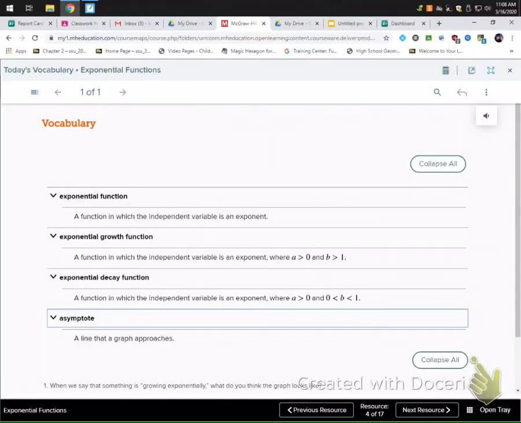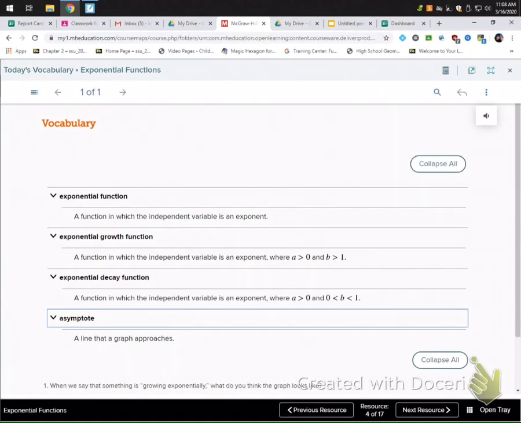Today we're starting in your workbooks on page 489. This is Module 9. Module 9 is all about exponential functions, and that's exactly what today's lesson is called, exponential functions. We're going to look at some vocabulary terms: exponential function, exponential growth function, exponential decay function, and an asymptote.